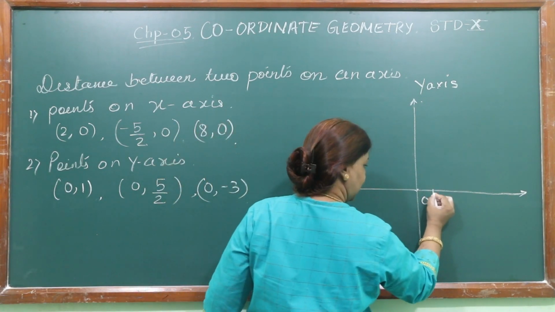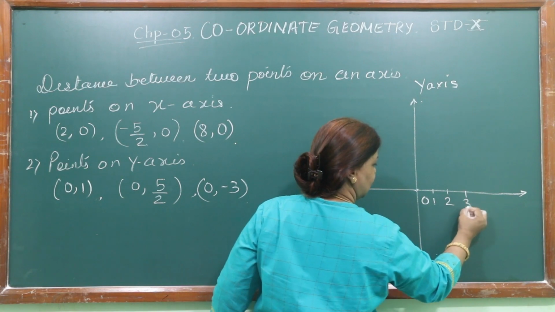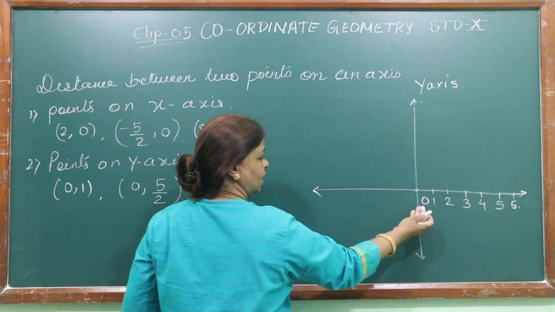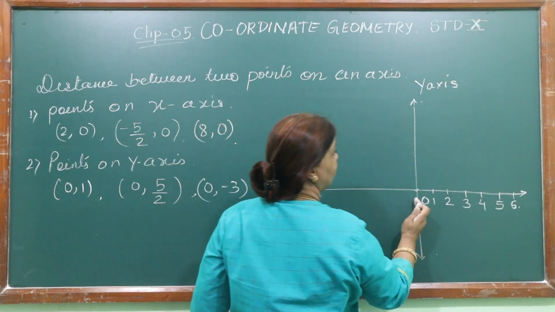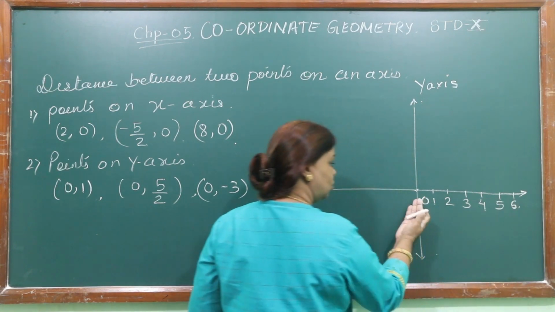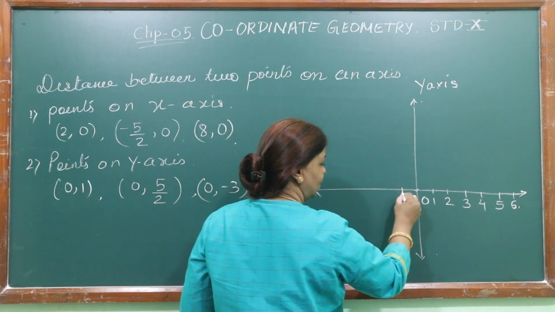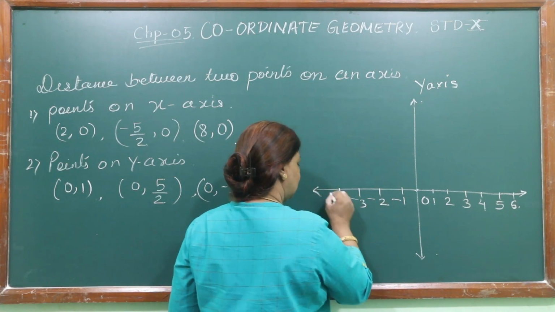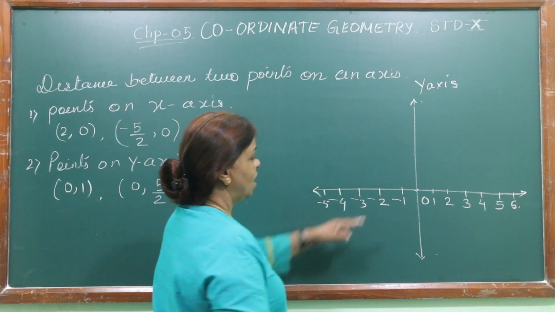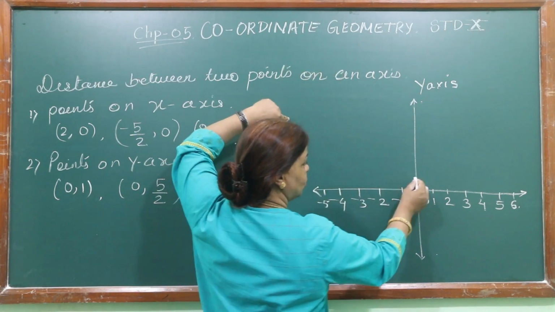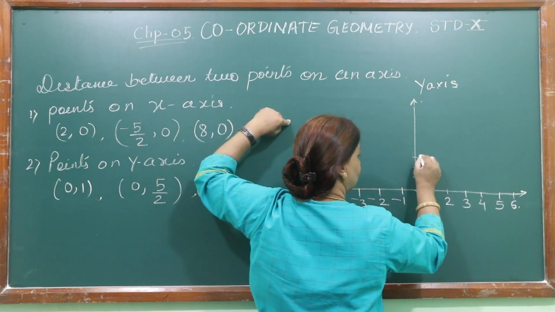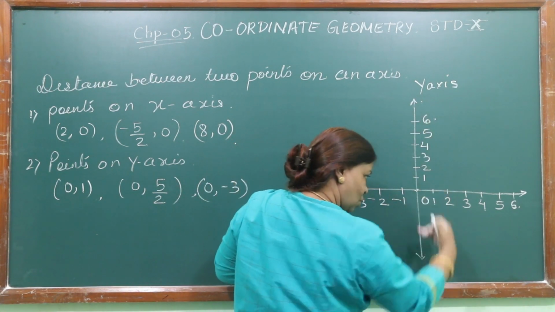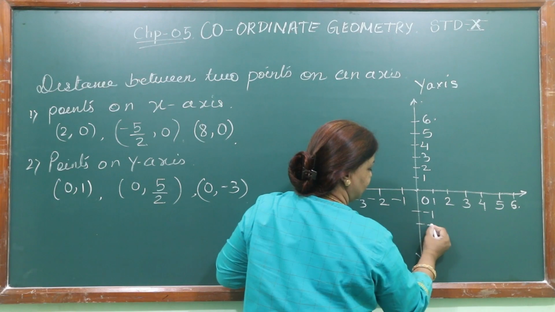So if I number it 1, 2, 3, 4, 5 and 6 and so on, to the right of the y-axis will be positive numbers. To the left of the y-axis will be negative numbers: -1, -2, -3, -4 and -5, children. Above the x-axis will be positive numbers 1, 2, 3, 4, 5 and so on. Below the x-axis will be negative.